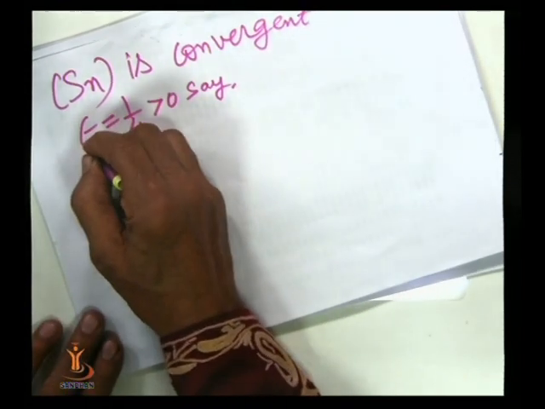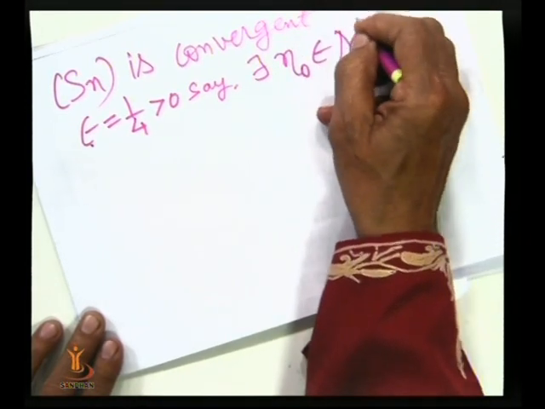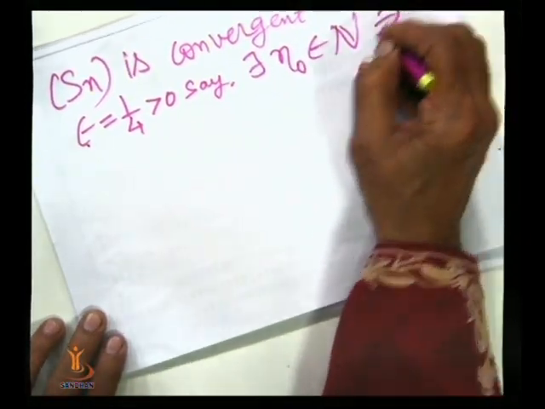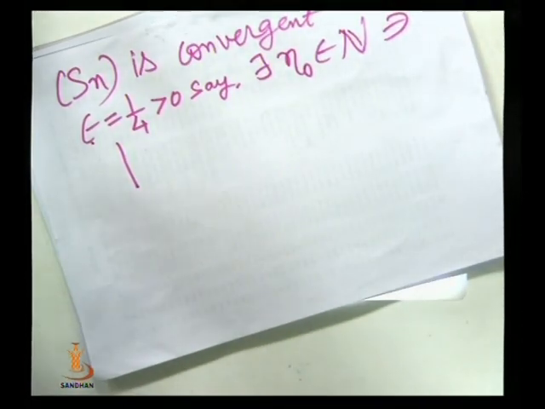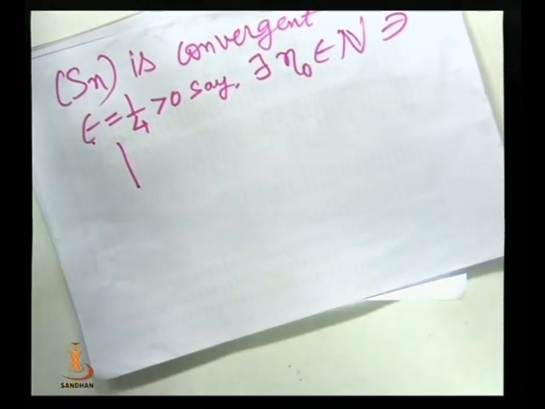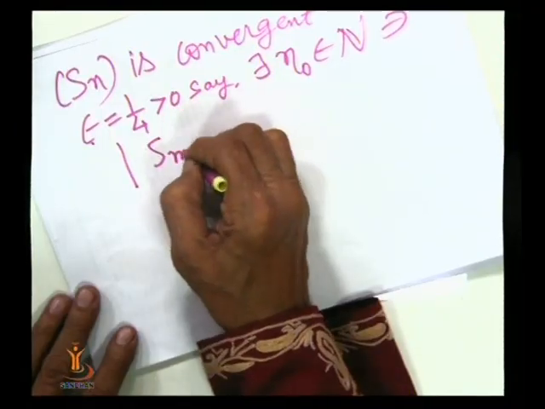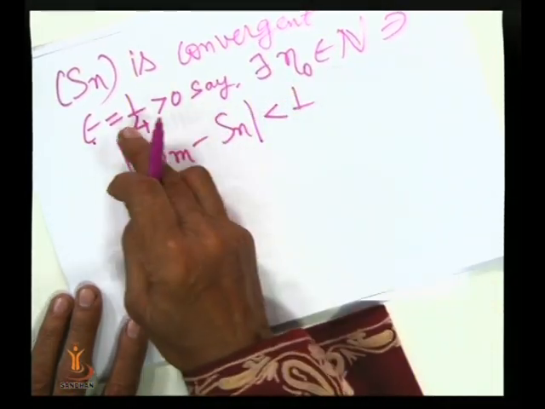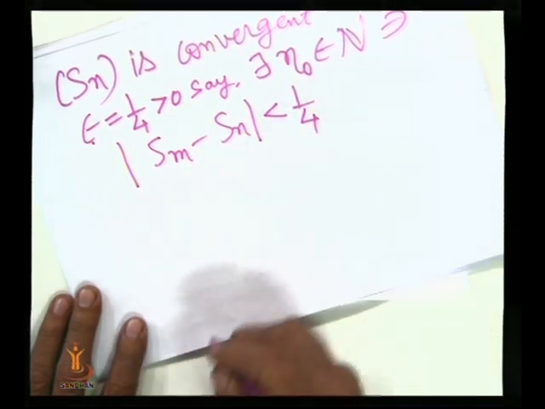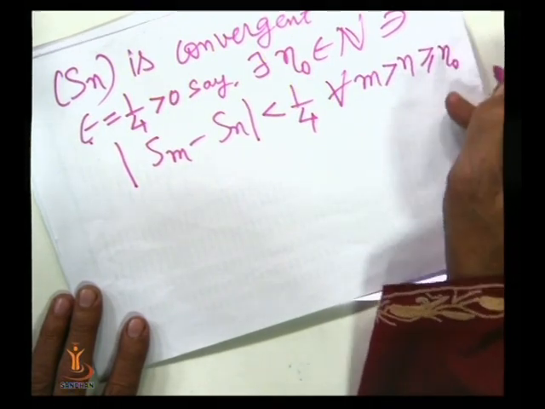Now corresponding to this epsilon, we can find some n0 belongs to N such that, and Cauchy criteria says that the sequence Sn is convergent if and only if it is Cauchy. So we are using that. So this difference Sm minus Sn must be less than epsilon, and here epsilon is 1 upon 4, for all m greater than n greater than or equal to n0.